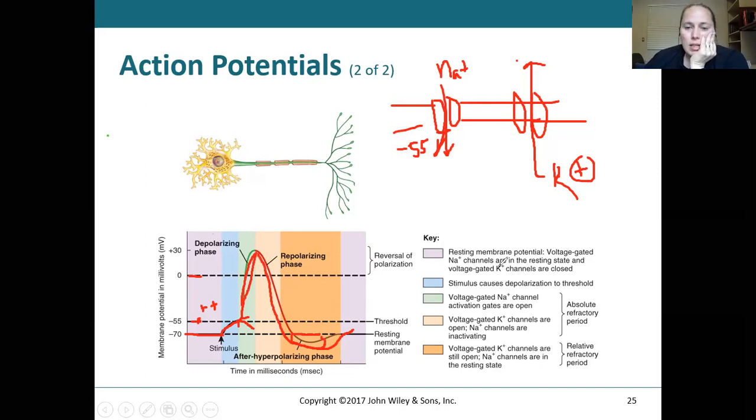Okay, so the key to this is resting membrane potential. Voltage gated sodium channels are in the resting state, meaning that they're closed. Voltage gated potassium channels are closed, and so that's this area here. Okay, and then a stimulus causes depolarization to threshold.